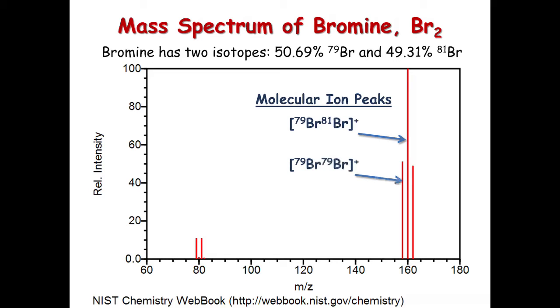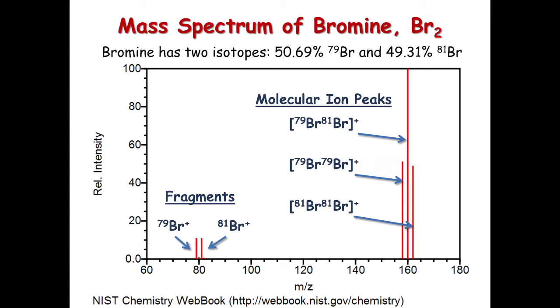And then we see a smaller one where, because it's Br2, we could have one where we have two bromine 79s, and the other smaller peak is two bromine 81s. And then this peak around 80 is a fragment where the bromine broke apart into elemental bromine or ionic bromine, and we have 79Br+ and 81Br+.